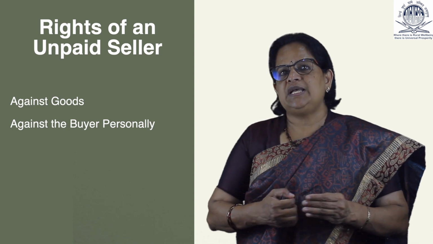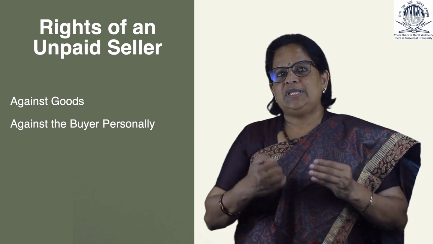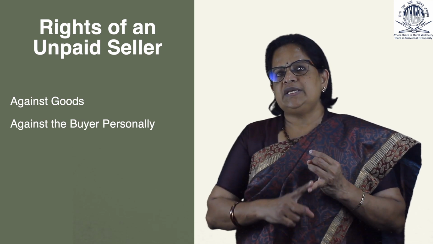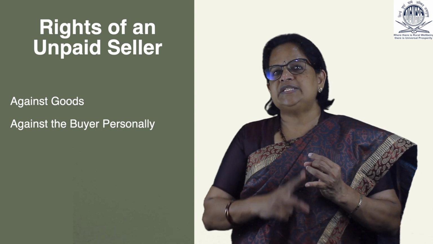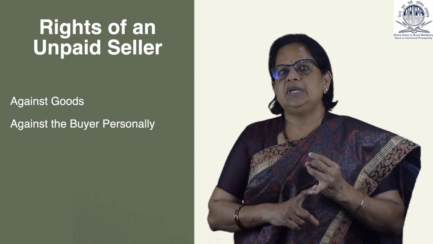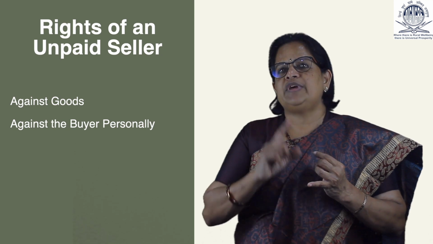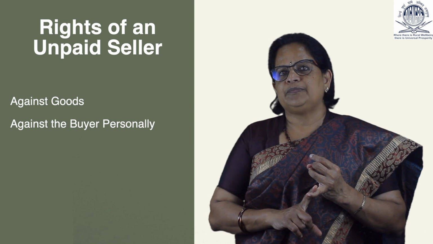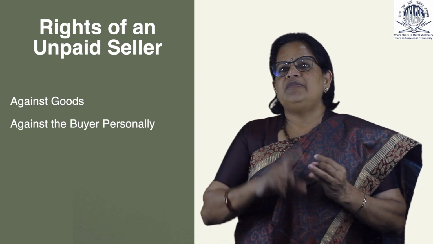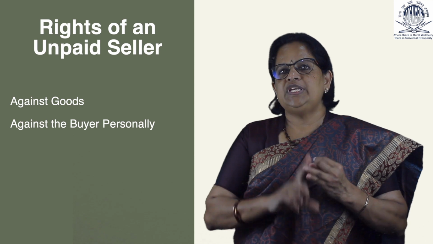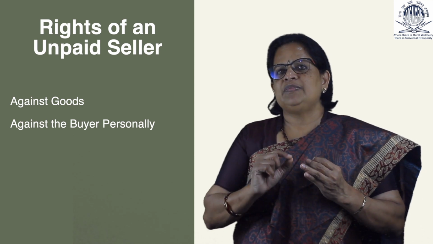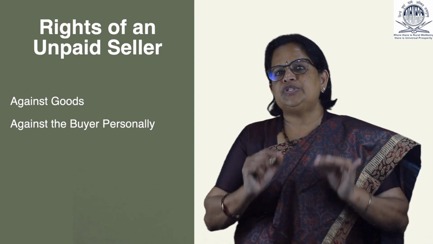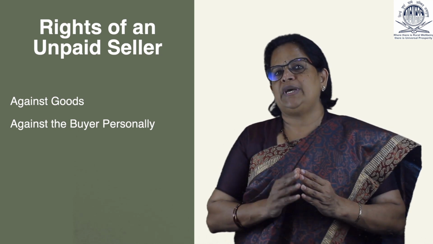Rights of an unpaid seller is broadly divided into two. That are rights of an unpaid seller against goods, and second is the rights of an unpaid seller against the buyer personally. The rights against the goods of unpaid seller are divided into two subheadings. That are, firstly, where the property in goods is passed, and second is when the property in goods is not passed. That meaning property in goods is passed to the buyer or not passed to the buyer.